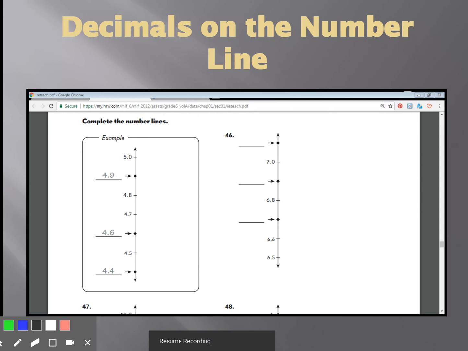The same can be done with vertical number lines as well. I want to find two digits that are next to each other. Here I have 6.5, 6.6. That's an interval of 0.1. So 6.6, 6.7, 6.8, 6.9, 7, 7.1.